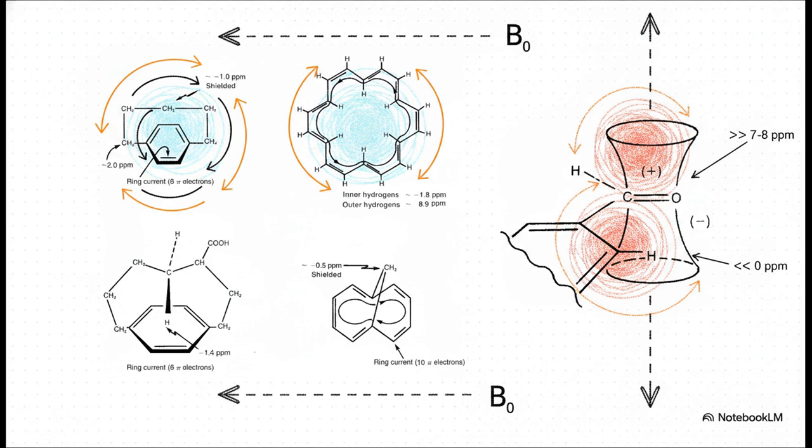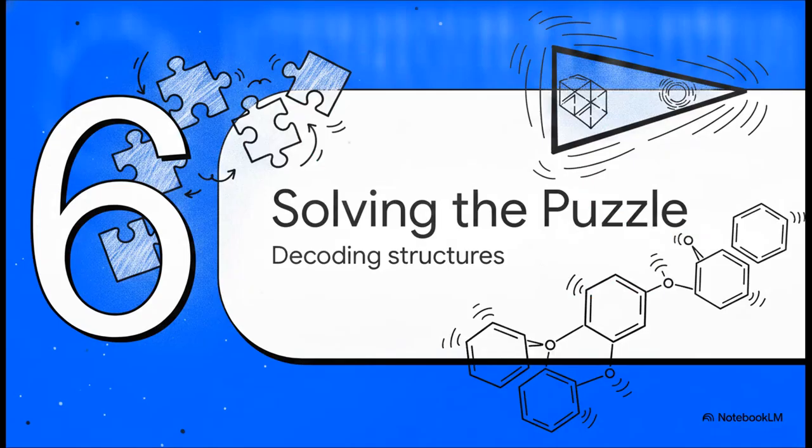On the right, you see a carbonyl group. Its anisotropic field has a totally different geometry, but the core rule remains. If a proton happens to be held in that negative, de-shielding space by the molecule's rigid structure, its chemical shift is going to spike. Finally, Section 6, Solving the Molecular Puzzle.